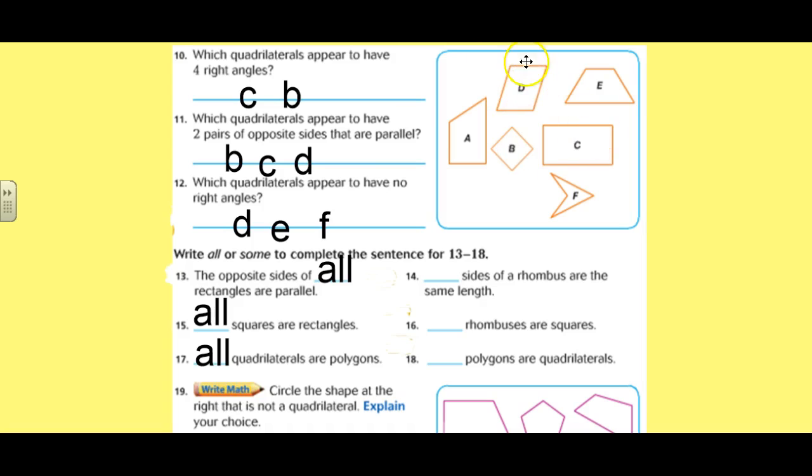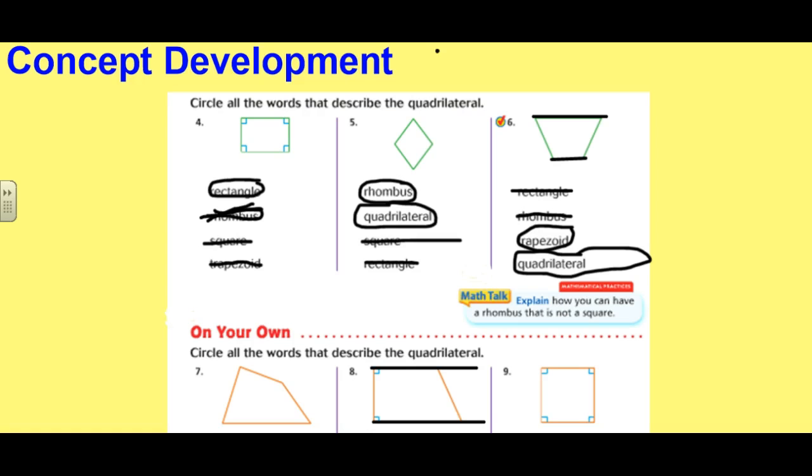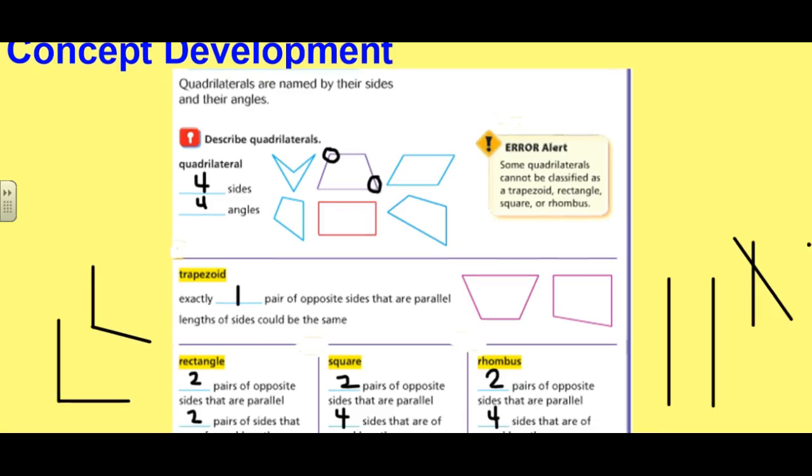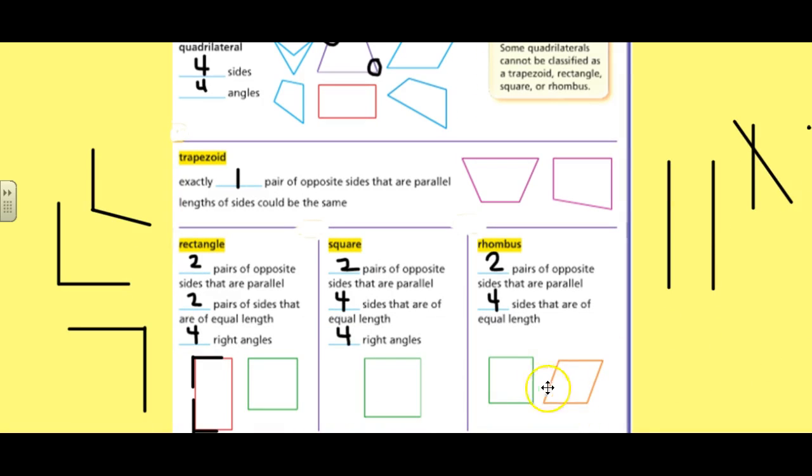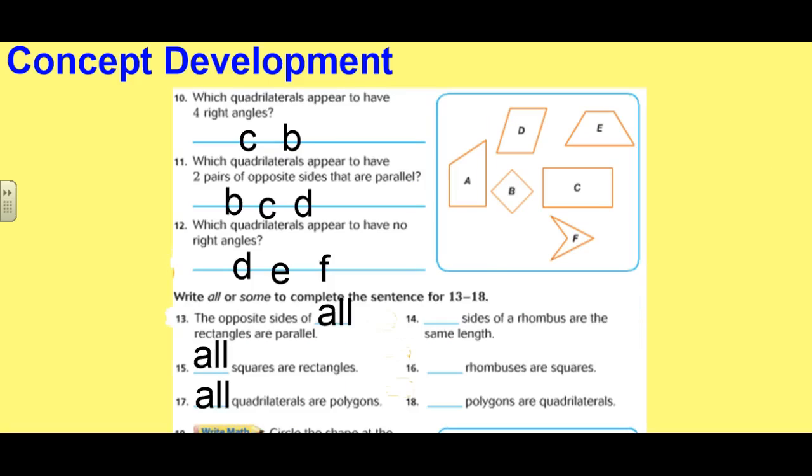I think I said earlier that D was a rhombus, but D is actually not a rhombus because it doesn't have all sides that are the same length. It just kind of looks like a rhombus in a way. But when we go over here to the front page to look back at rhombus, we know that a rhombus has all of the sides that are the same length. So all sides of a rhombus are going to be the same length.